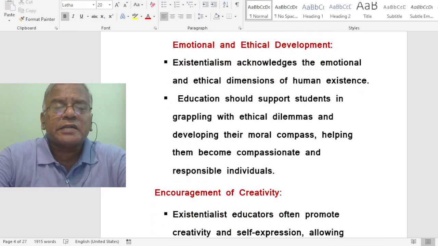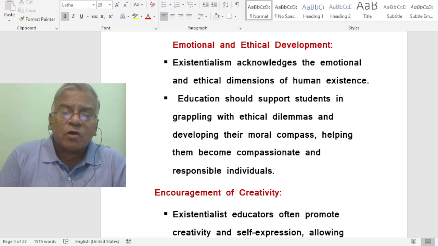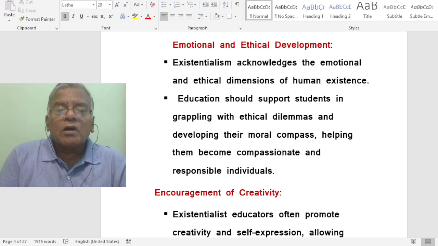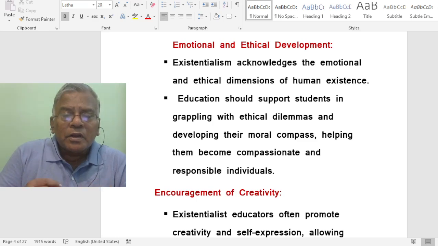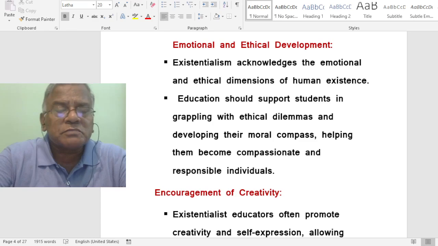Then emotional and ethical development. Existentialism acknowledges the emotional and ethical dimensions of human existence. Education should support students in grappling with ethical dilemmas and developing their moral compass, helping them become compassionate and responsible individuals. So, that is how existentialism views education. Education should support students in facing ethical dilemmas and developing the moral aspects in their lives, helping them become compassionate and responsible individuals.